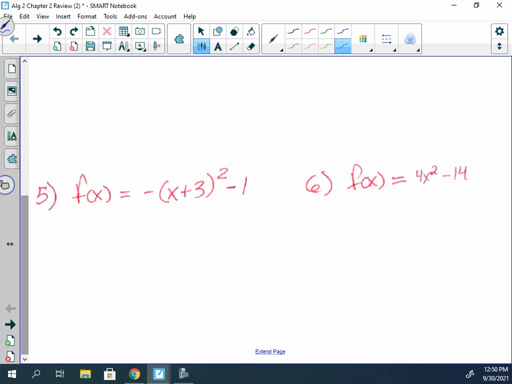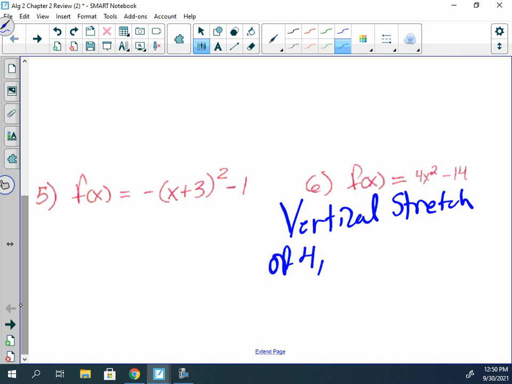Number 6. We have 4x squared minus 14. Now the 4 would be a vertical stretch of 4. Because it's not inside parentheses, it would not be a horizontal shrink of 1/4. It'd be a vertical stretch of 4. And then down 14, because the -14 would be moving it down. And that's all we would need to do on this here.